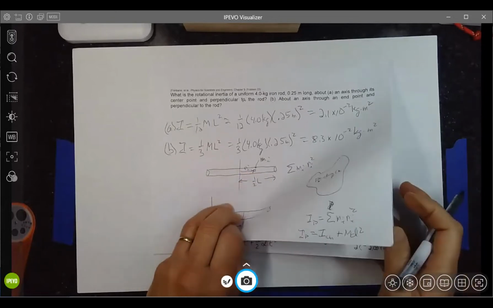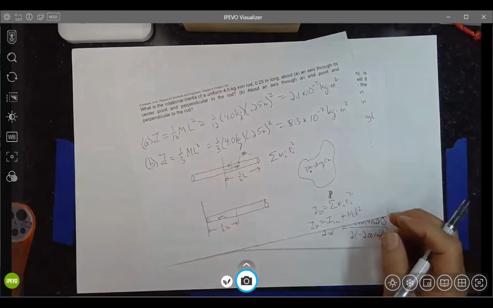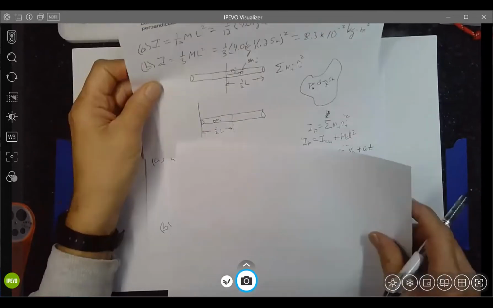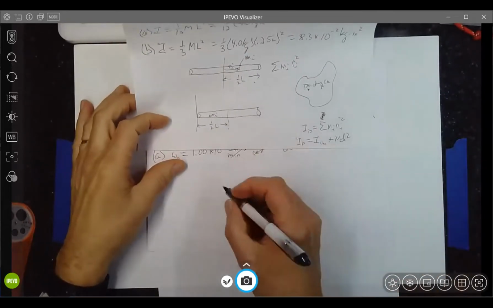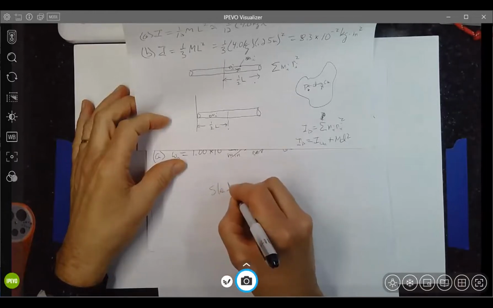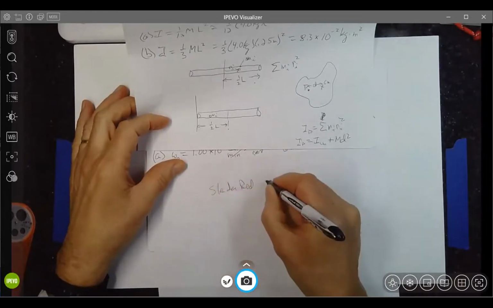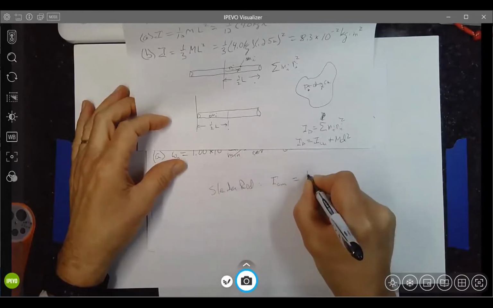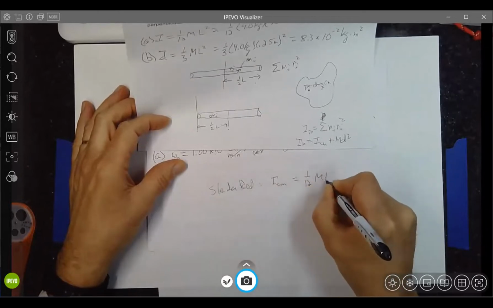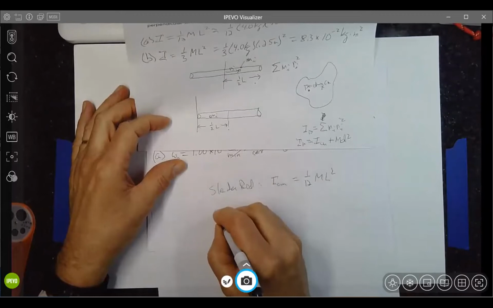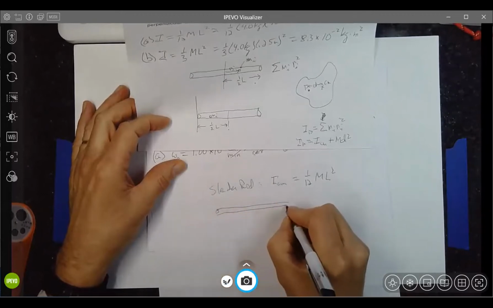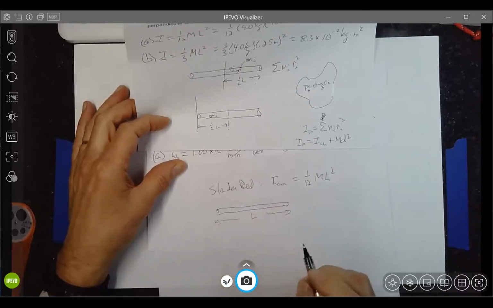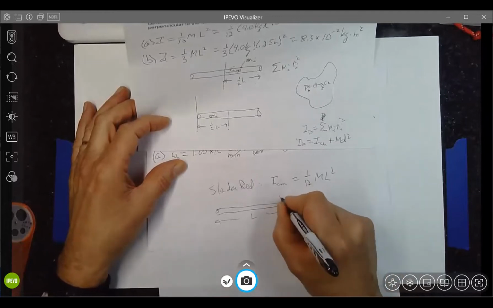Well, let's see how that works for that slender rod that we had here. For the slender rod, we had that the moment of inertia through the center of mass was 1/12 ML squared. Okay, and this is the rod where it's got a length L and a mass M.